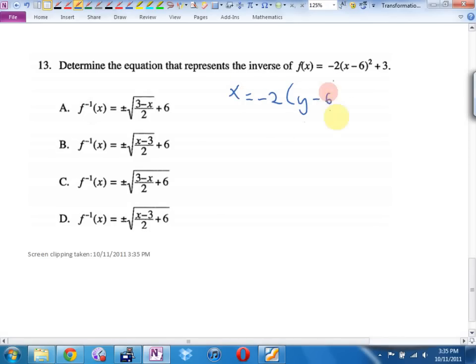I glance at my answers. Oh, it looks like they got the y by itself. Sometimes they'll let you stop right there. I've seen it once in a while where all they wanted to test was, do you know to switch the x and y around? Here I guess they want me to get the x by itself. How do I get the x by itself? Yeah, Bria? I would do this, absolutely.